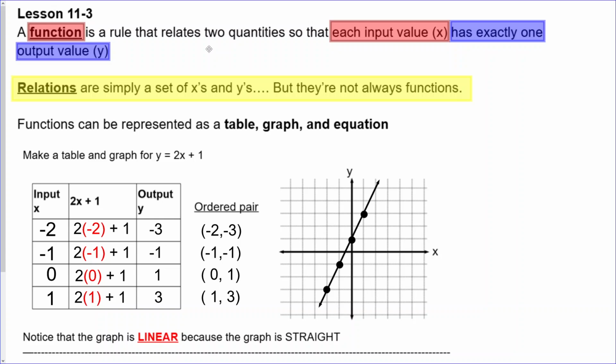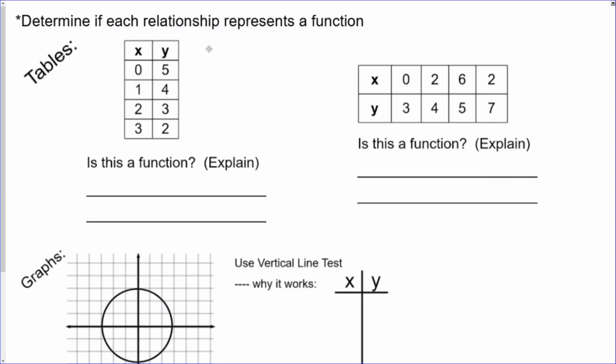Relations are simply a set of x's and y's, but they're not always functions. If we look a little bit further down the page, they give us these tables and graphs, and they ask, is this relation a function? Yes or no? And then explain.